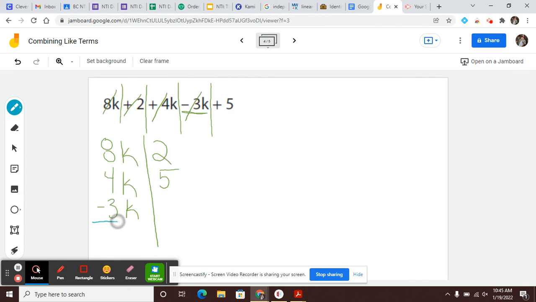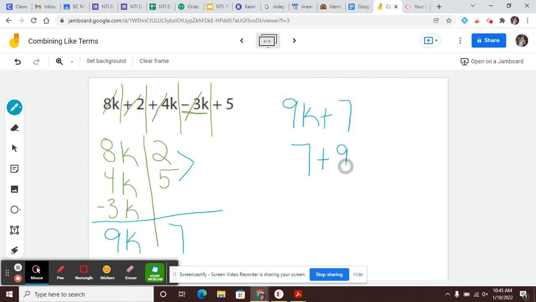Okay, so when I add them, I'm going to go through and say 8 plus 4 is 12. Okay, 12 plus negative 3, or 12 minus 3, is going to be 9k. Okay, here I'm going to do 2 plus 5. Well, 2 plus 5 is 7. And I know both of these are positive, so I could write them in any order, but I just need to make sure I include the sign. So I've got 9k plus 7, or if you write it in a different order, I could do 7 plus 9k.